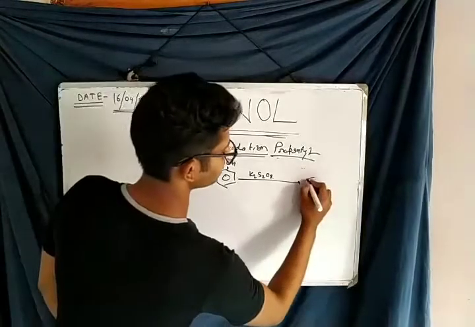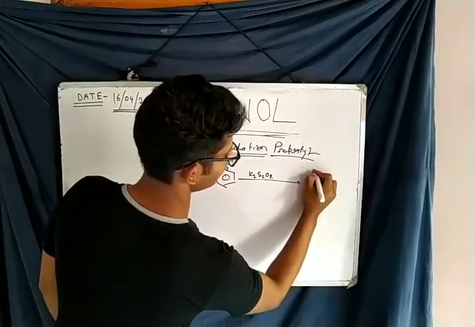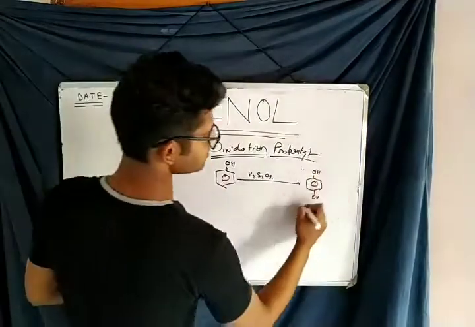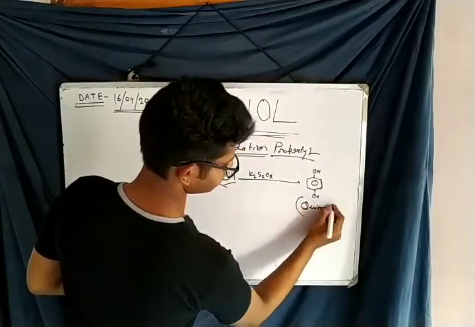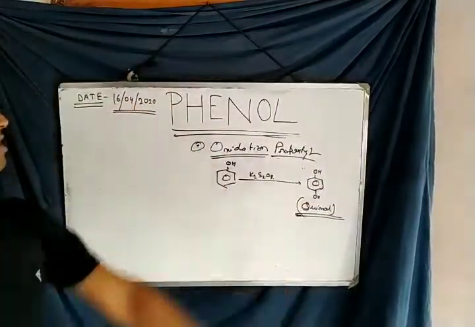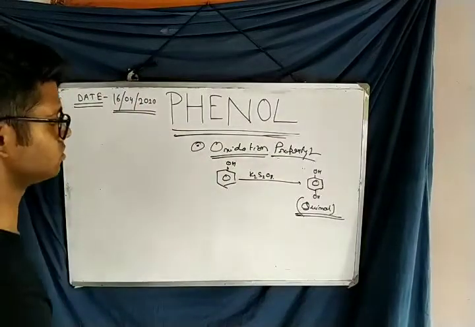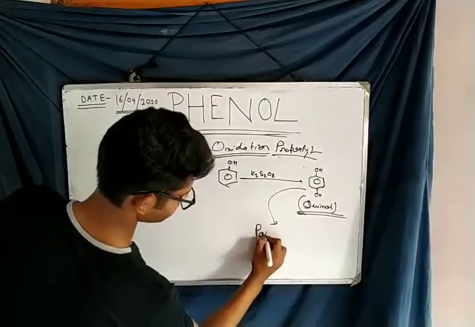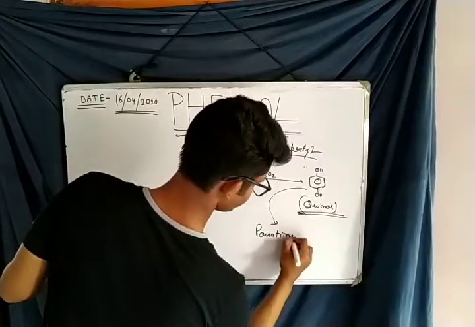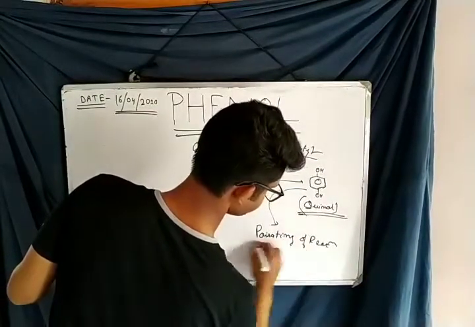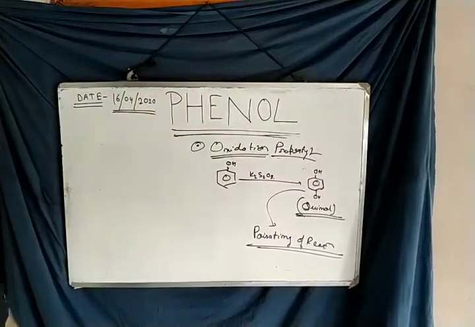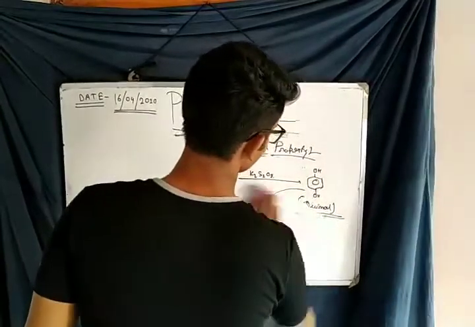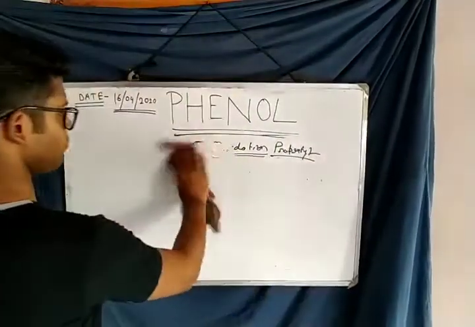It is quinol, OH and OH. This is the structure of quinol. It is very essential. This is quinol. This is very essential for poisoning of a reaction in organic chemistry. This is mainly, basically required for poisoning of reactions. So these are the main reactions of phenols. These are very important reactions of phenols.